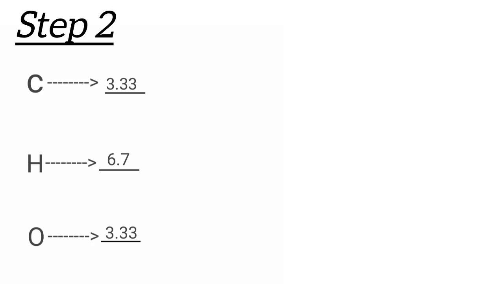So the second step involves dividing each mole value by the smallest number of mole. Here the smallest number of mole is 3.33. So we're going to use 3.33 to divide each mole value. 3.33 divided by 3.33, we have 1. 6.7 divided by 3.33, we have 2. 3.33 divided by 3.33, we also have 1.